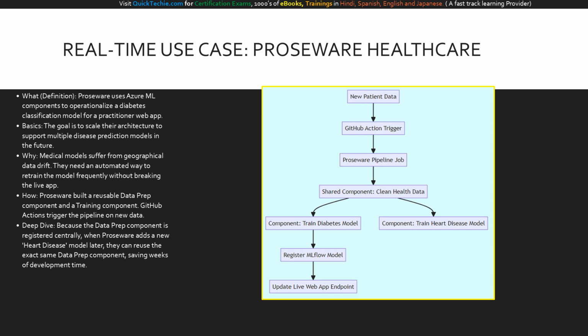In this final diagram, we see Prosware's scalable architecture. New patient data triggers a GitHub action, initiating the pipeline job. The data flows into the shared component for cleaning health data. Notice how this single, registered component branches out to feed both the diabetes model training component and a future heart disease model component. The newly trained model is registered via MLflow, seamlessly updating the live web app endpoint for doctors.